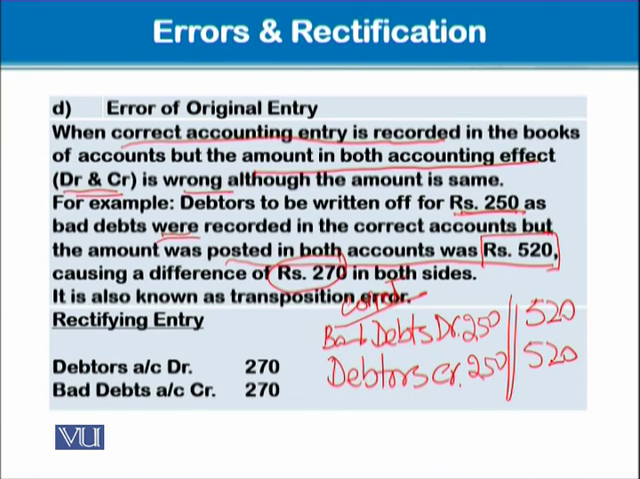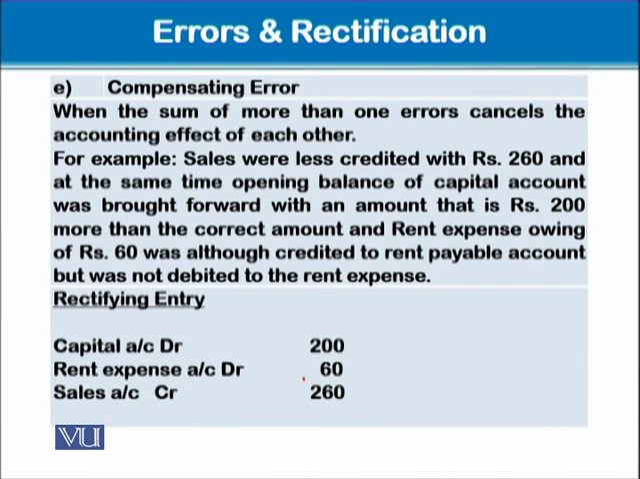Okay. So what is the issue? The issue is bad debts have been debited with more amount and debtors have been credited with more amount. How much more? 270. So now the debtors will be reversed by doing debit 270 and bad debts will be reversed by giving credit with 270. It will rectify our error. I trust you are getting the issues very smartly. Thank you.